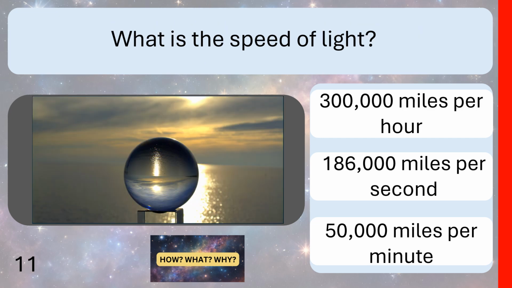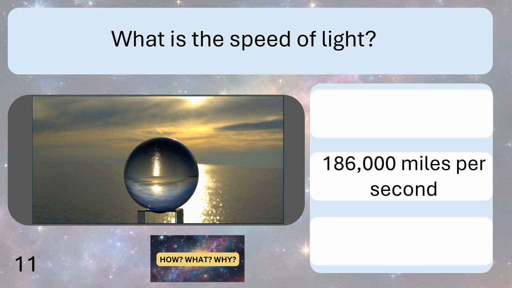What is the speed of light? Is it 300,000 miles per hour, 186,000 miles per second, or 50,000 miles per minute? The correct answer is 186,000 miles per second, which actually is equal to 300 million meters per second.